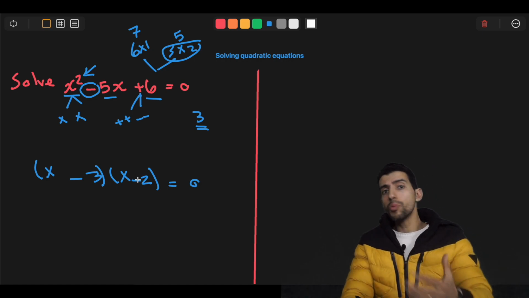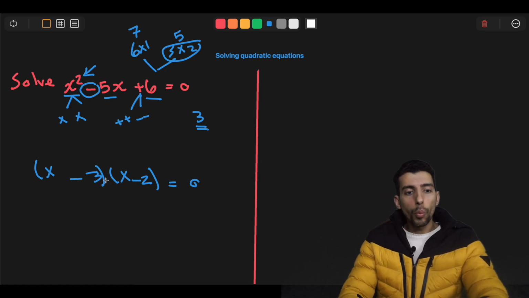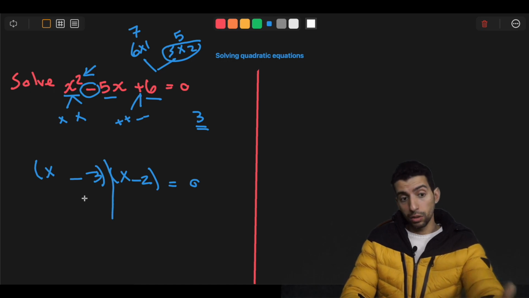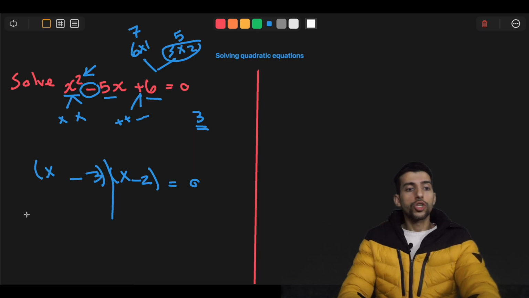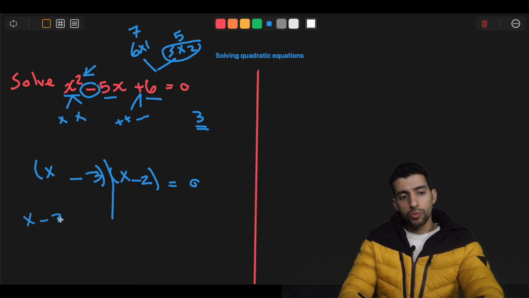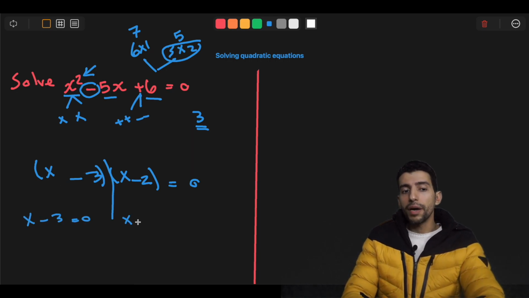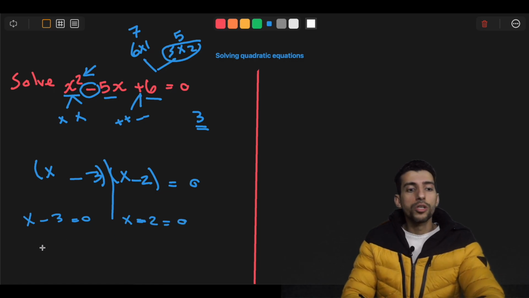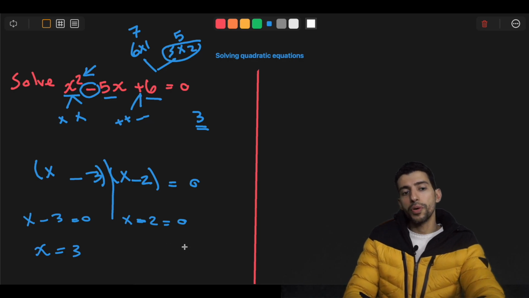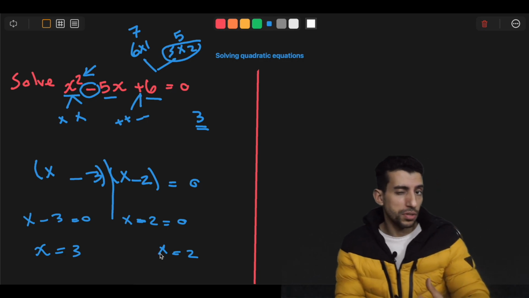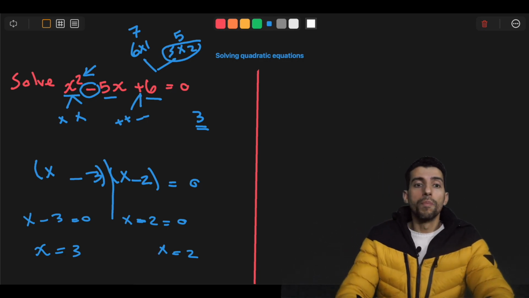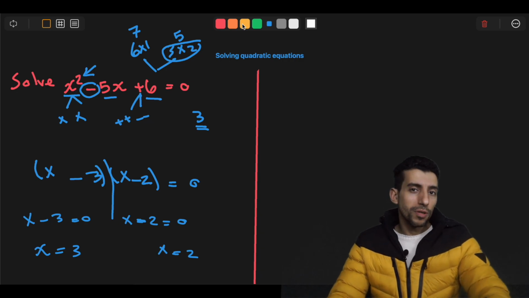But how can we get the value of x? We're going to set these two brackets to 0, because one of the brackets is going to give us the 0, as you know. So from here, x minus 3 equals 0, and from here, x minus 2 equals 0. So we can say that x equals 3, and x equals 2. Now we have our solution set, or the answers, which are 3 and 2. Okay, this is the first test.